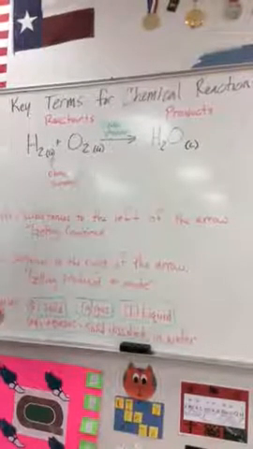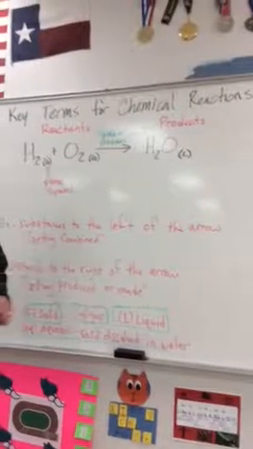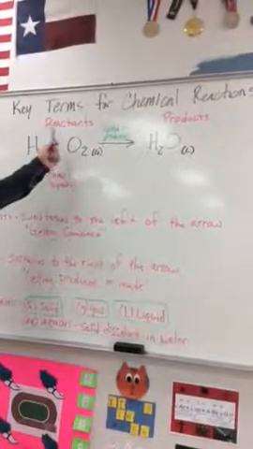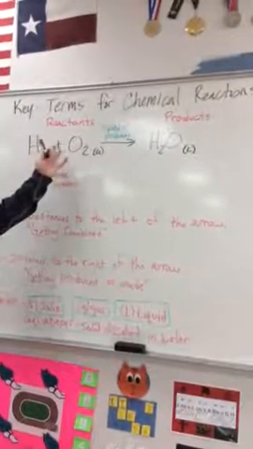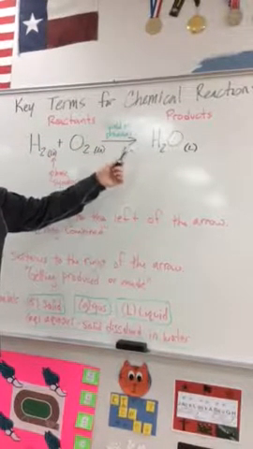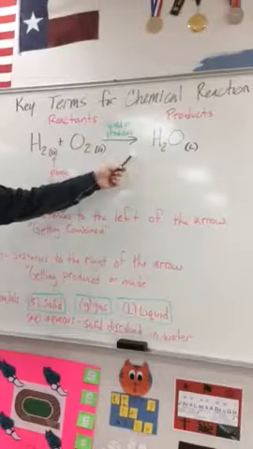All right, guys, today we're going to talk about key terms for chemical reactions. Some of those key terms are, well, first of all, a chemical reaction is when two elements or compounds are combined to make a new substance. So it's very important that you understand that a new substance is being made.